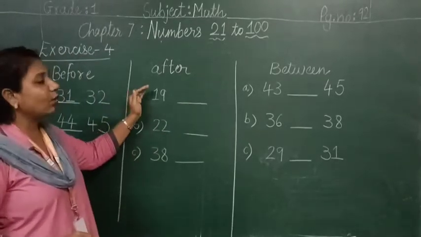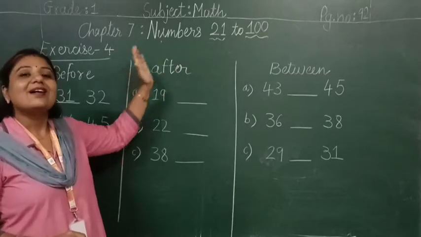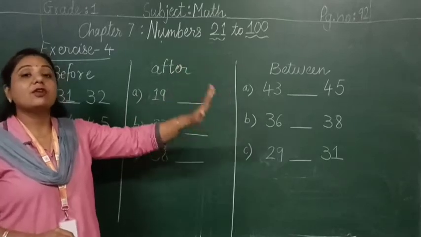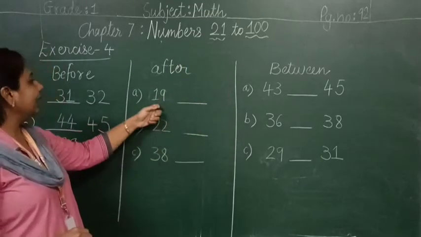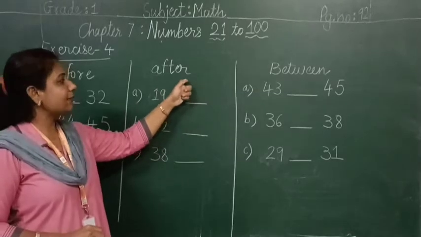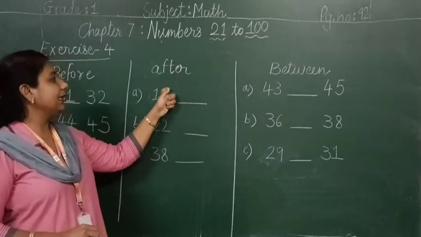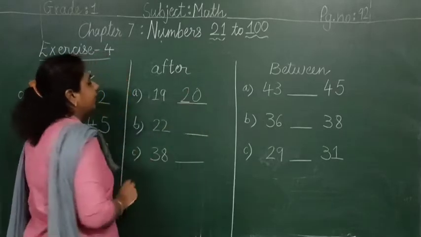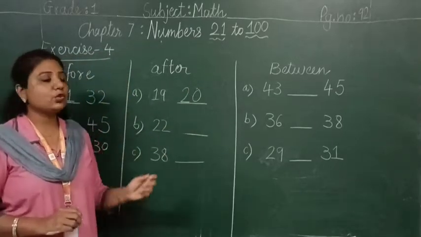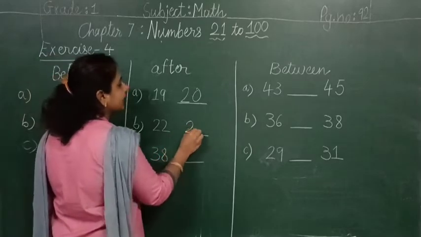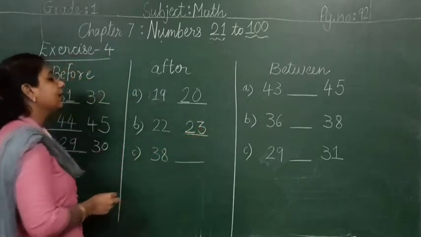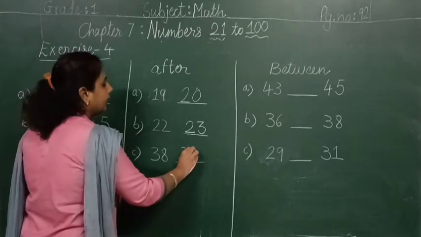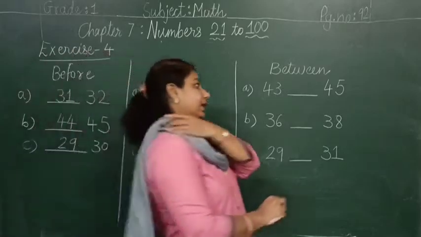Next is after numbers. After numbers, you have to go forward. Yes, we have learned the number line. So after 19, which number comes? 20. After that, 22. After 22 comes 23. It's very easy. After 38 comes 39. After that, between numbers.